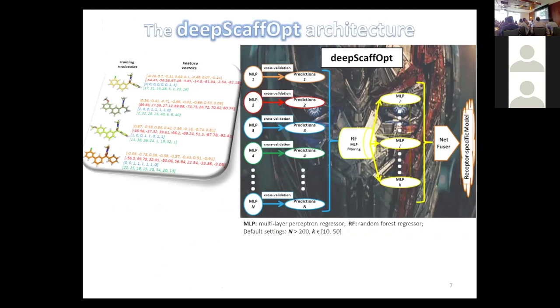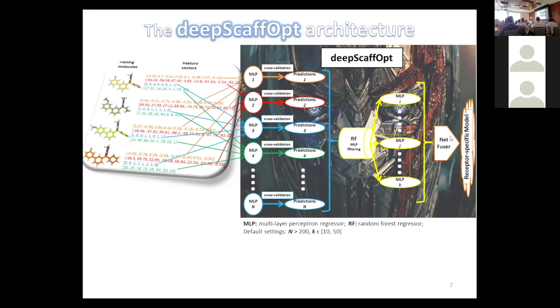In this slide, I show you an overview of the workflow followed by deepScaffOpt. Of course, the first stage is the expression of the molecules in a feature vector form, and this can be of various types, colored with different colors in this slide. Then deepScaffOpt, from each type of feature vector, trains hundreds of multi-layer perceptrons. And then in the second stage, it filters out the bad predictors and keeps only 10 to 50 best predictors, by employing a hacked random forest algorithm.